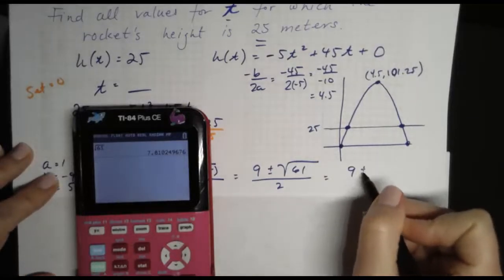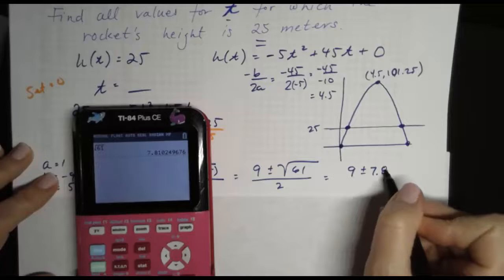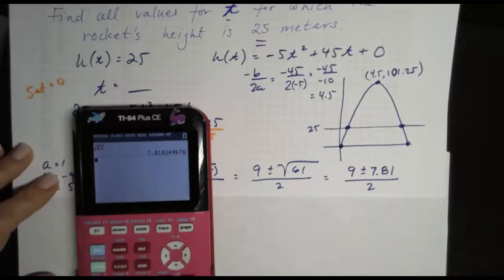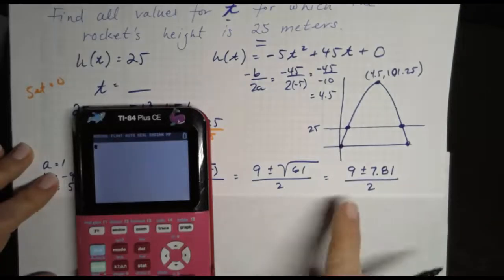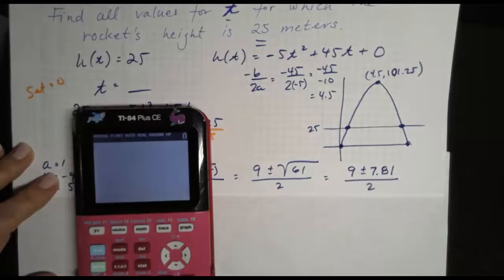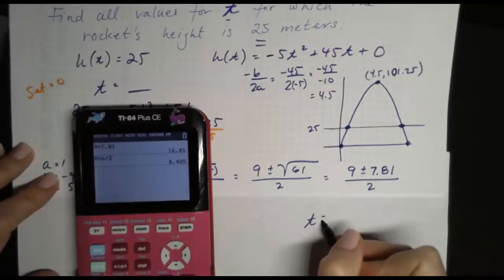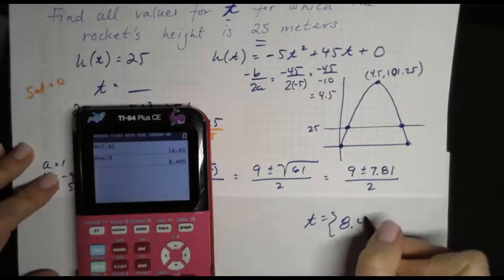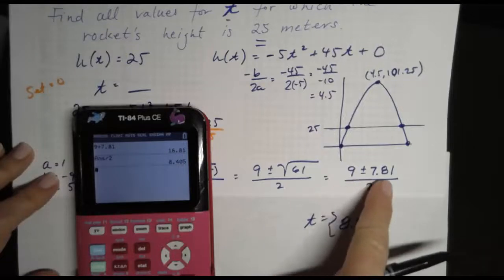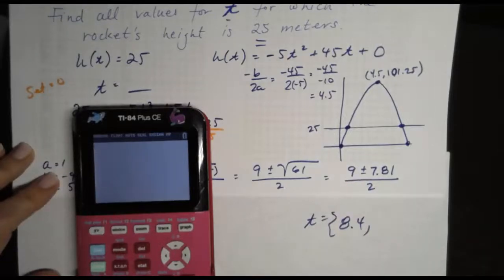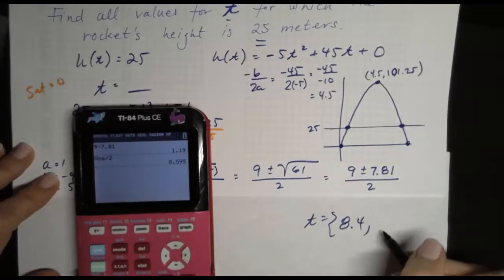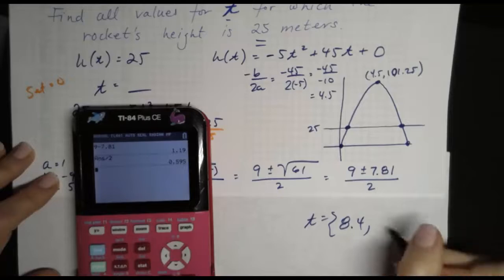So 9 plus or minus 7.81 all over 2. If we've got 9 plus 7.81 divided by 2, that gives us one of our answers. Our first answer is 8.4. And then we can do 9 minus 7.81, divided by 2. We've got our other answer is 0.6.